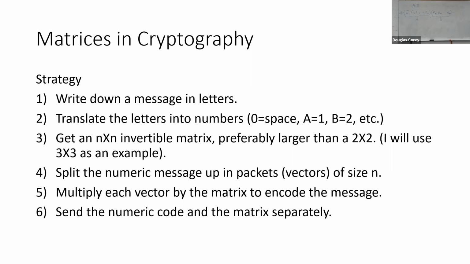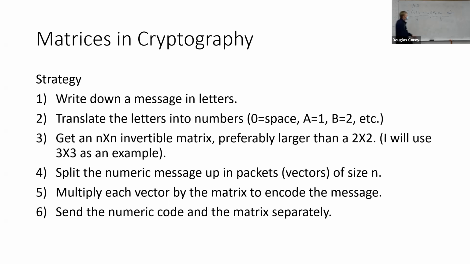Matrices in cryptography. I want to end with this example. I'm going to tell you how to use matrices to encrypt a message. You write down a message and translate the letters into numbers. You can just use the simple space is 0, A is 1, B is 2, C is 3, etc. And then you get an invertible matrix. Try not to use a 2 by 2, but a 3 by 3 or a 4 by 4 or 5 by 5. Then you split your numeric message up into vectors of size n. So if you have a 3 by 3, you take chunks of numbers 3 at a time.